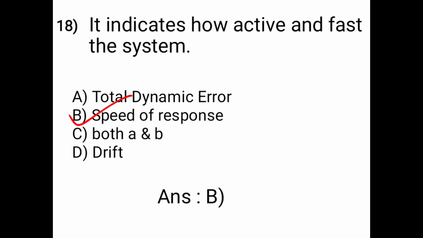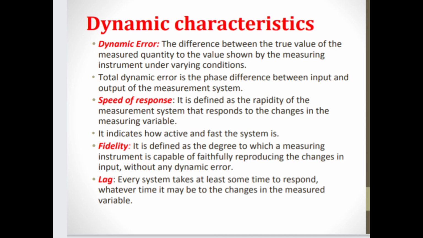So now here we see the dynamic characteristics in detail. First is dynamic error, second is speed of response, third is fidelity, and fourth is lag. So here we see what dynamic error is. It is the difference between the true value of the measured quantity and the value shown by the measuring instrument under varying conditions. Total dynamic error is the phase difference between input and output of the measurement system.